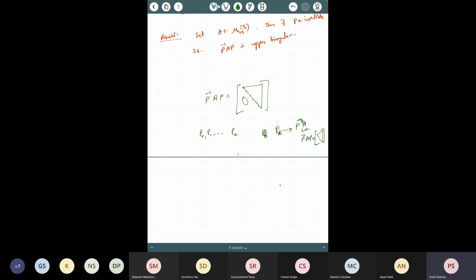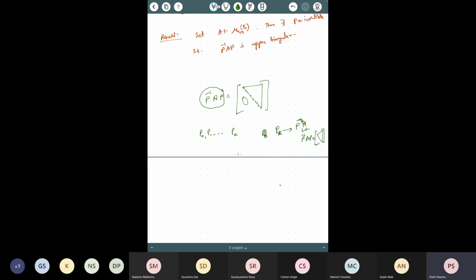So it suggests some algorithm: we don't have P, but we can somehow try to find a sequence of matrices that converges to P, where P is such that P inverse AP is upper triangular. But then there are other problems, like in this kind of transformation, this inverse is involved. So finding the inverse of a matrix is again not easy.